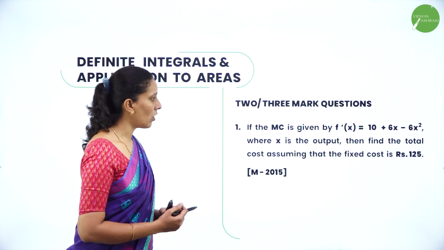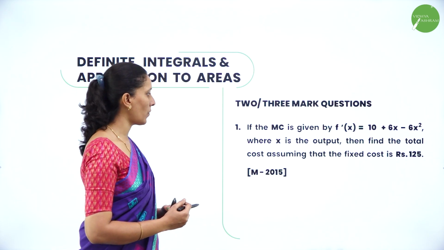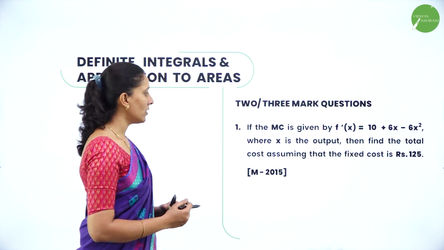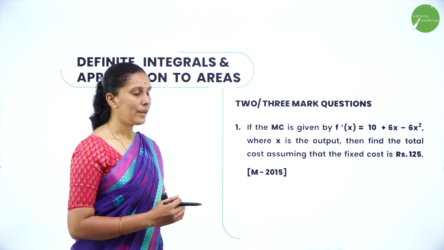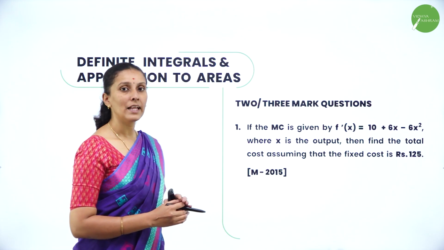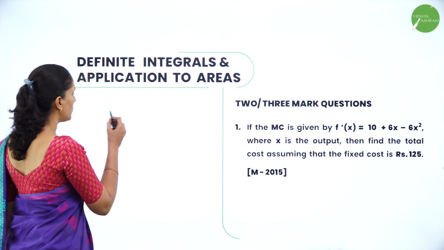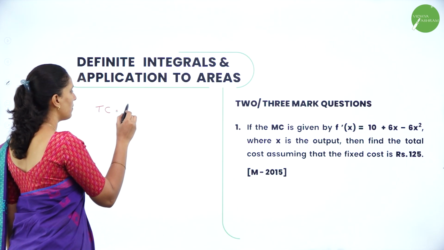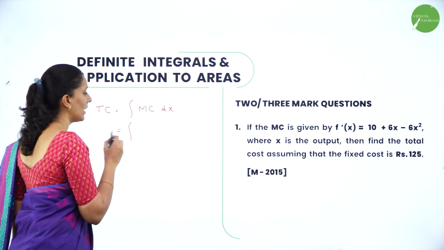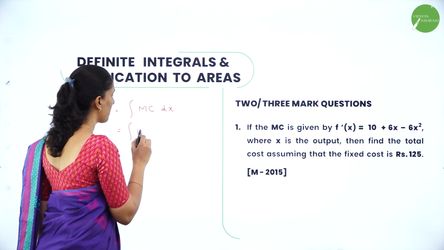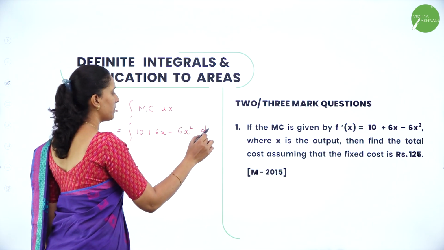If the marginal cost is given by f dash of x is equal to 10 plus 6x minus 6x square, where x is the output, then find the total cost assuming that fixed cost is rupees 125. So we know that the total cost is the integral of marginal cost with respect to x as a variable here. So the total cost function can be written as integral of marginal cost with respect to dx. That is integral of 10 plus 6x minus 6x square with respect to dx.